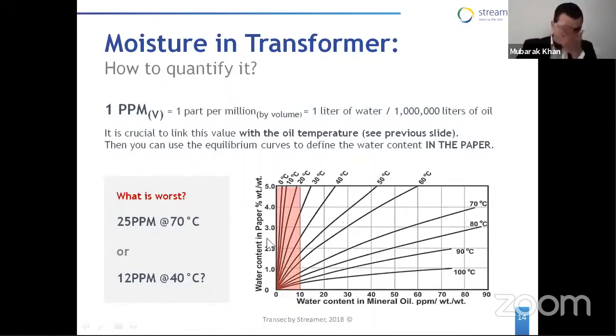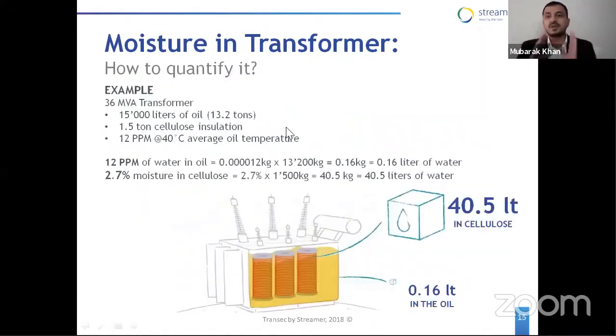Now we already know that in a transformer, ppm means parts per million, so 1 ppm means 1 divided by 10 lakhs. We will compare the actual weight of the oil and paper with the ppm value. We take the example of a 36 MVA transformer with 15,000 liters of oil, which is approximately 13.2 tons. Then we have 1.5 tons of cellulose insulation. This is an example. Mostly a transformer of this size will have this much oil and paper. So the figure was 12 ppm at 40 degrees Celsius.